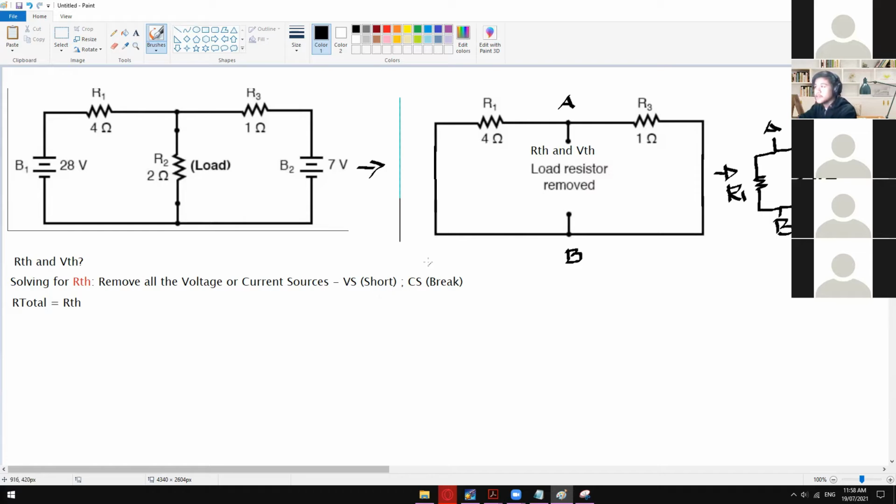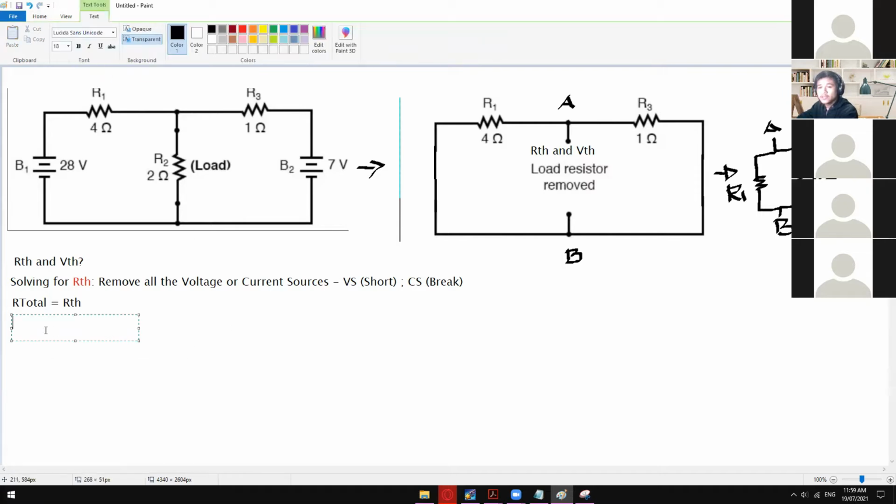As you can see, they are not in series at all. They are actually in parallel with each other due to node A and node B. So for us to be able to find the RTH, we have to apply the rules of parallel connection. RTH is equal to R1 times R3 divided by R1 plus R3.